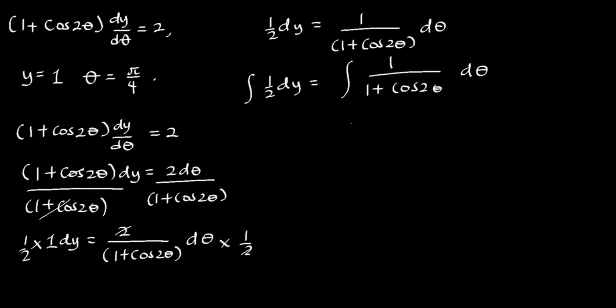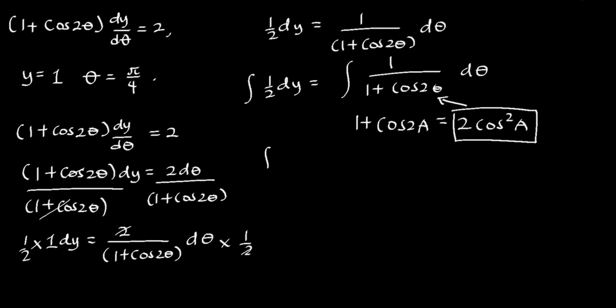Let's look at that. So if you have 1 plus cosine of 2a, that would be the same as 2 cos squared of a. So I'm going to use this in place of what we have here. So I'm going to have the integral of 1 over 2 dy equals the integral of 1 over 2 cos squared theta d theta. Okay, so from here you can see that you can separate the half from the term on the right hand side.